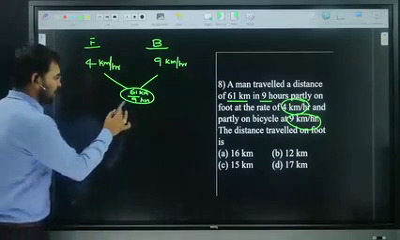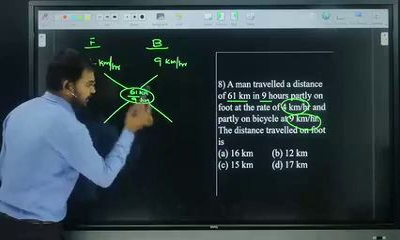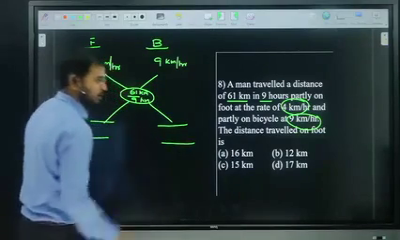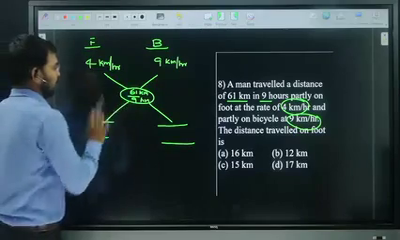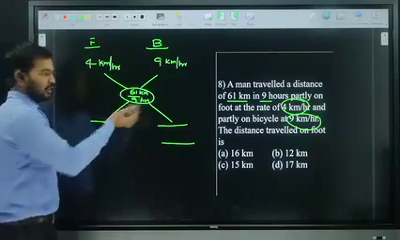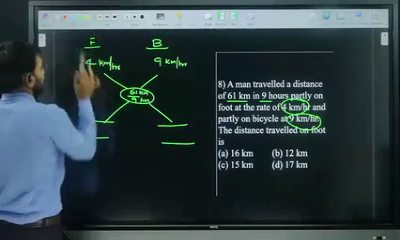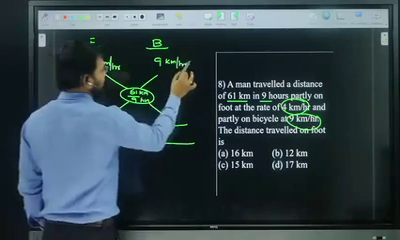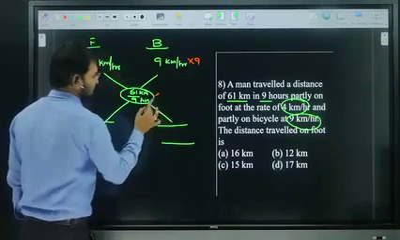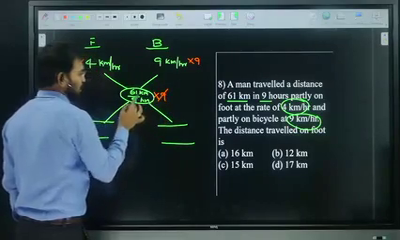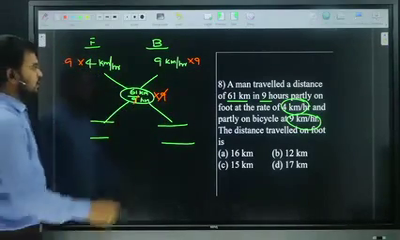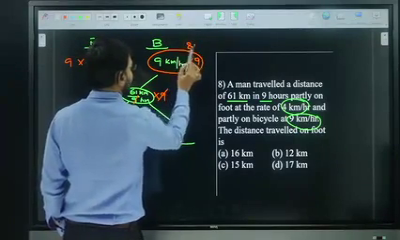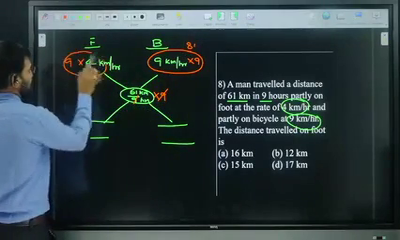Now I go through alligation or mixtures. So 61 by 9. This is a fraction. In order to convert them into plain numbers, I multiply each one with 9. If you multiply with 9, the 9 gets cancelled. So this is 9 times 9, which is 81, and this is 9 times 4, which is 36.